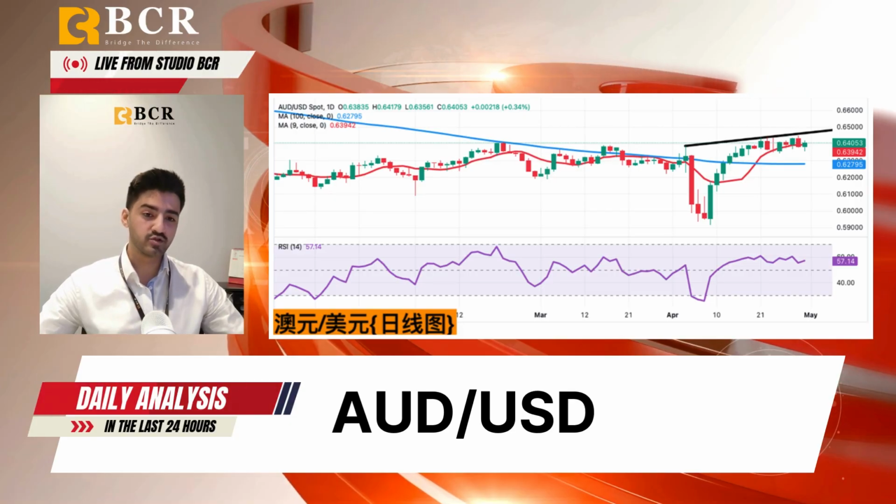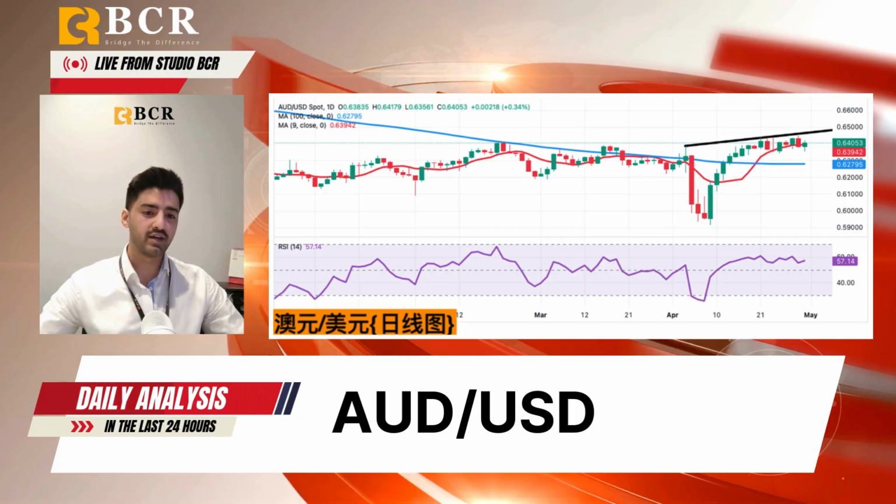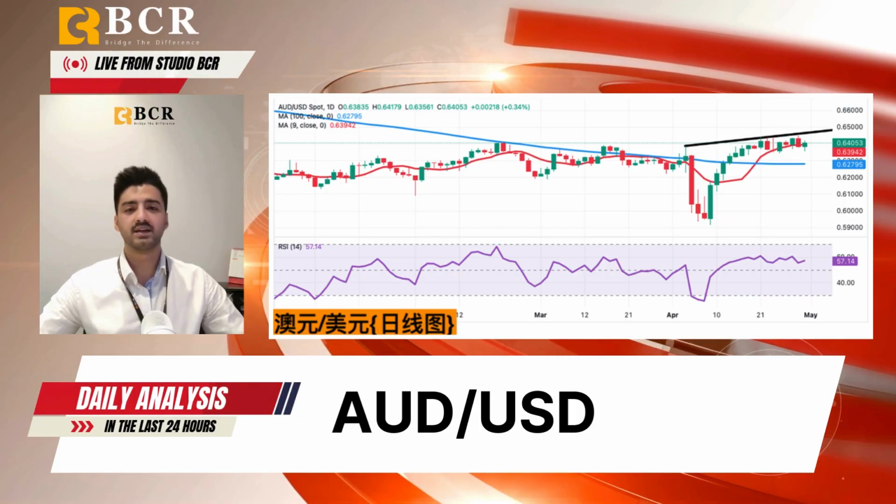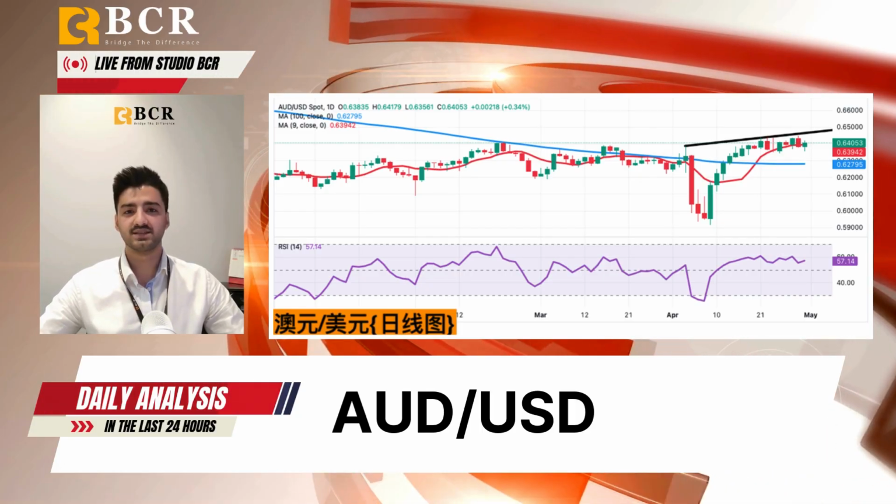But if the bulls lose control, support sits at 63.75, followed by 63.02 and the psychological level of 63 cents.